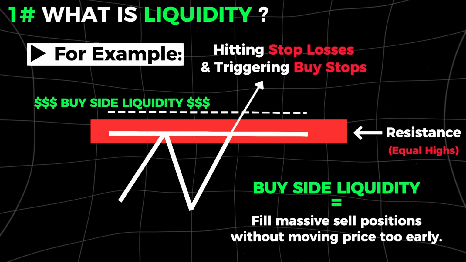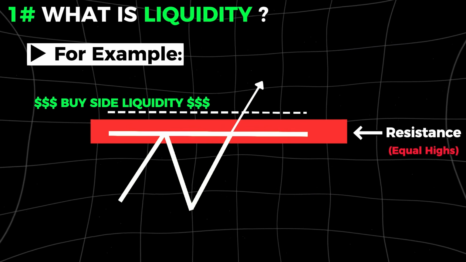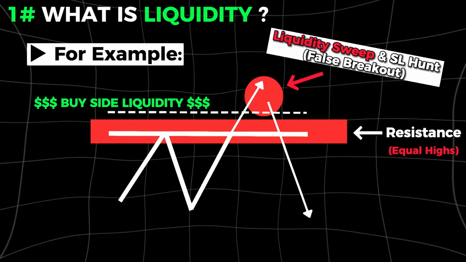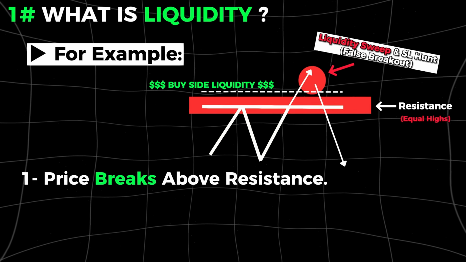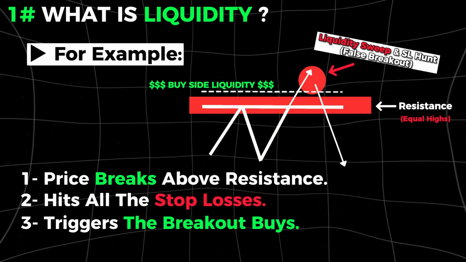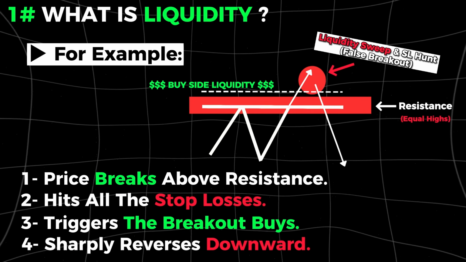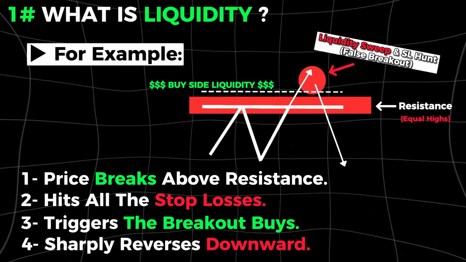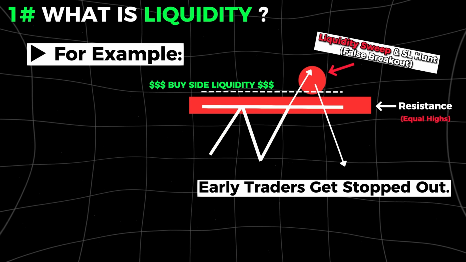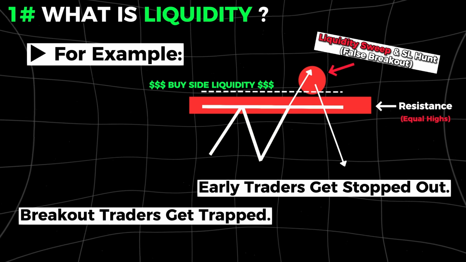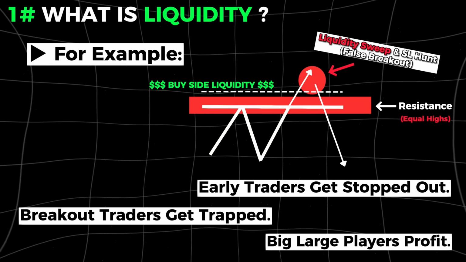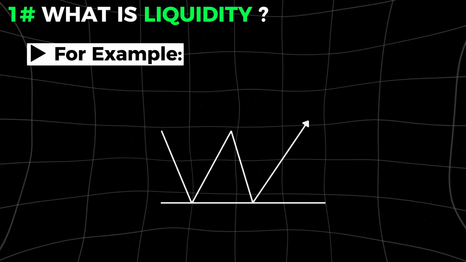price too early. As a result, the market creates what's known as a liquidity sweep or false breakout. Price breaks above resistance, hits all the stop losses, triggers the breakout buys, and then sharply reverses downward once the institutional sell orders fill. Retail traders who sold early get stopped out, breakout traders get trapped, and large players profit as the market drops. The same principle applies to equal lows.